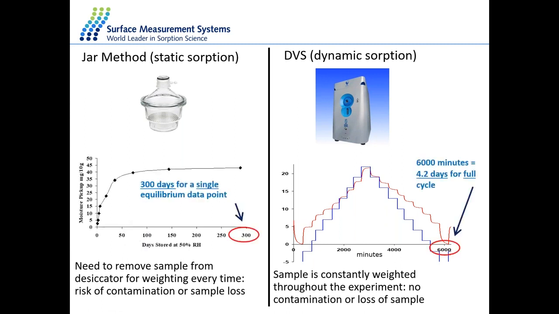Here you can see, from left to right, a side-by-side kinetic data plot of an experiment performed on the left side with a jar method and on the right side with a dynamic vapor sorption. The left side shows only absorption, so only an increase in the humidity, 300 days. On the right side, we have the dynamic vapor sorption experiment of absorption and desorption, about 4.2 days for the full set of data.